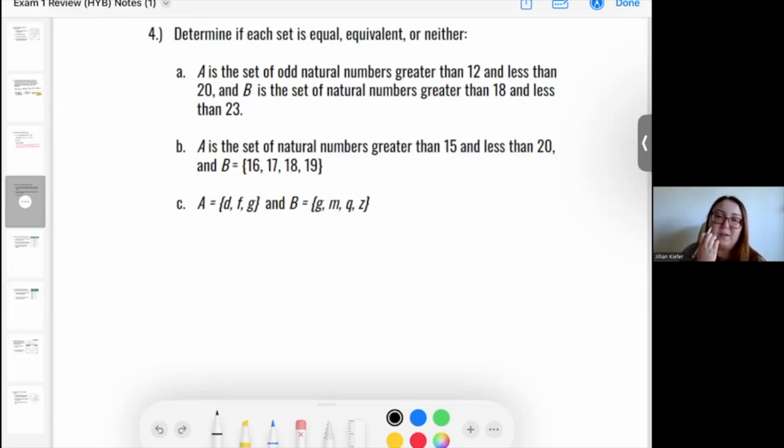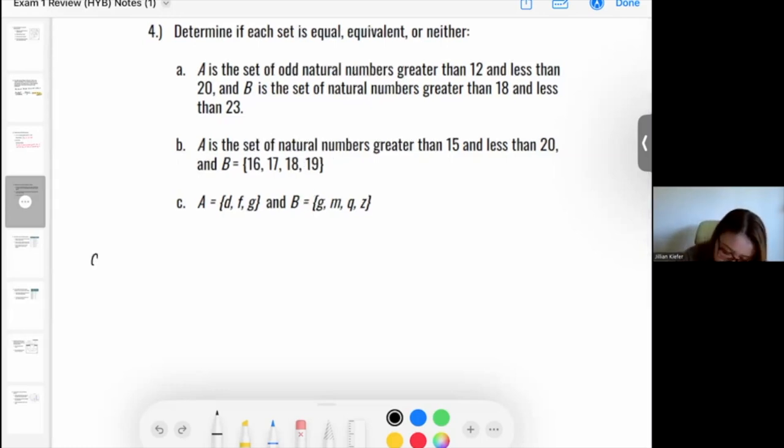So when we do something like part A, where A is the set of odd natural numbers greater than 12 and less than 20, and B is a set of natural numbers greater than 19 and less than 23. Okay, great. We have to go ahead and put these probably in roster method so we can see how many elements there are in each set and are they the same or are they neither. So let's go ahead for part A. We want to establish what each of these sets actually are, and we're going to list them in roster method.